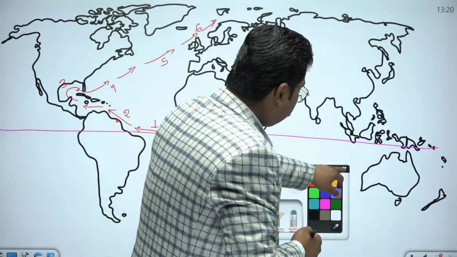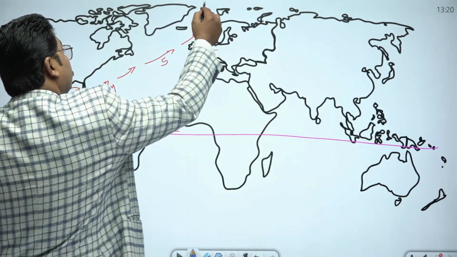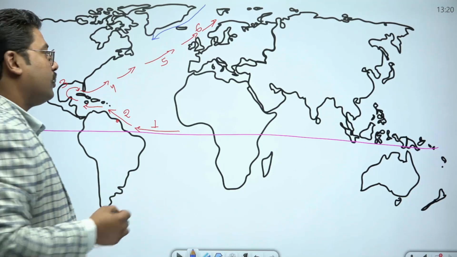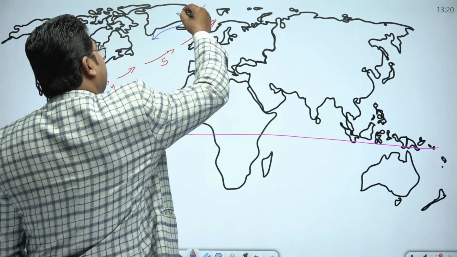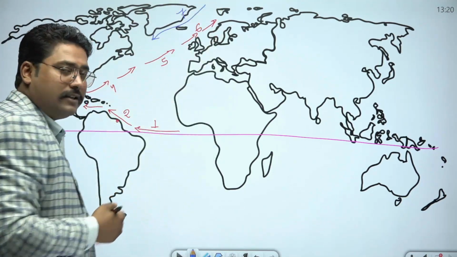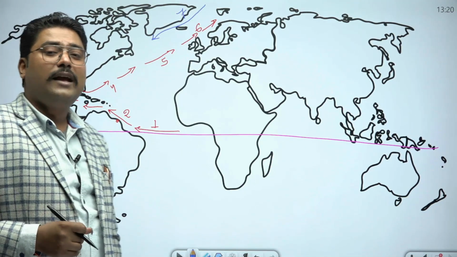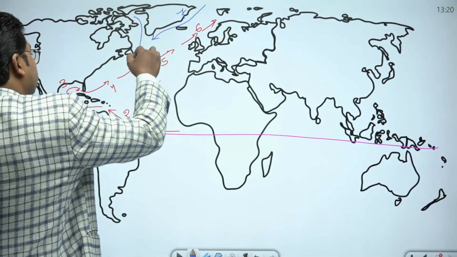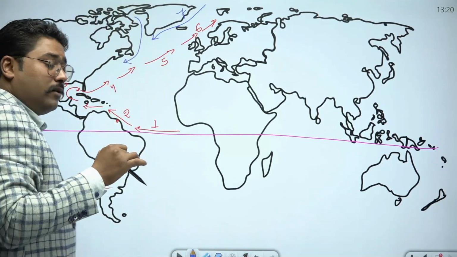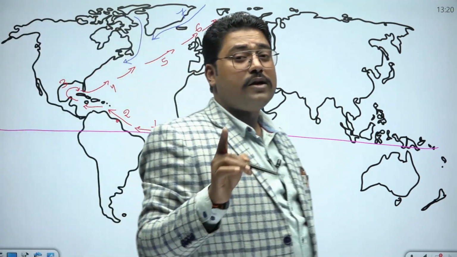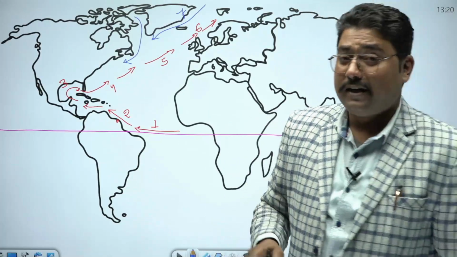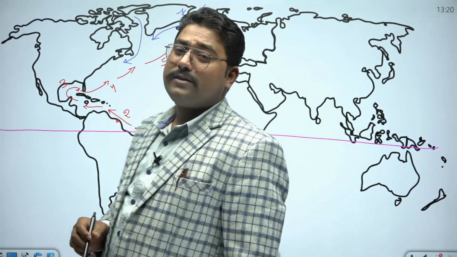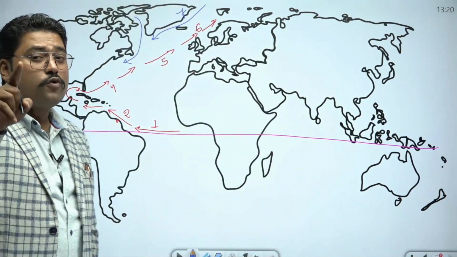Let's have a look at the other part of the currents. One current moves down from the east coast of Greenland, that is the East Greenland Current, also known as the Irminger Current, which is cold in nature. Another current comes down from the West Greenland coast, which is the West Greenland Current, and as it passes through the Labrador Sea, it is known as the Labrador Current, which is cold in nature.